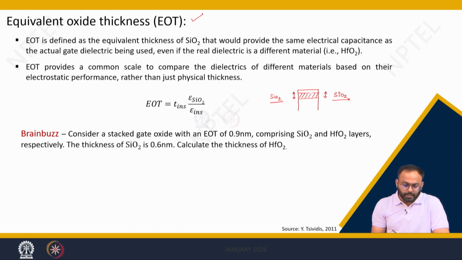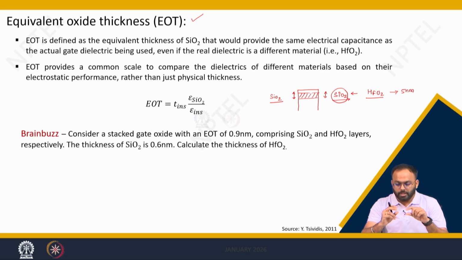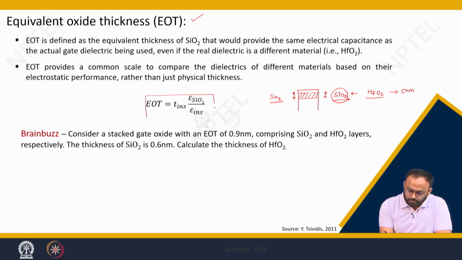Let me explain this effective oxide thickness with an example. Consider that the silicon dioxide is completely replaced by another material, say HfO2, which is hafnium dioxide, with a 5 nanometer thickness. So what is the effective oxide thickness if the complete silicon dioxide is replaced by HfO2? The physical thickness of HfO2 is 5 nanometer, but the equivalent silicon dioxide thickness that the silicon experiences because of this 5 nanometer HfO2 is called the effective oxide thickness. Using this formulation, we can calculate the effective oxide thickness.